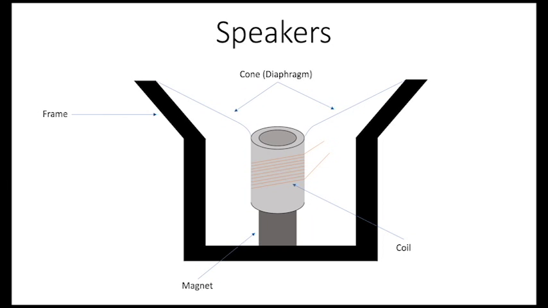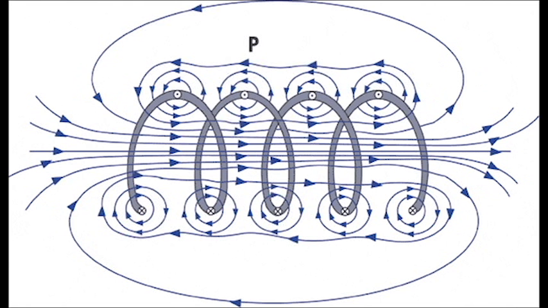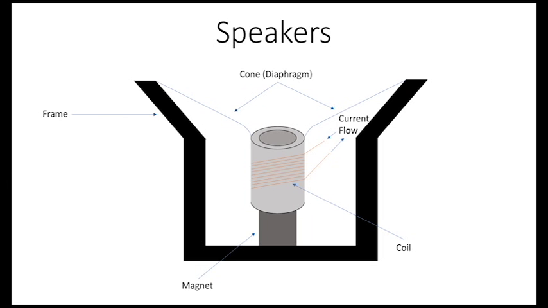As current flows through the coil of wire, a magnetic field is induced. A visualization of this magnetic field can be seen in this figure. Therefore, as the current flows in and out of this coil, the magnetic field that is created will attract and repel the magnet below, causing the coil assembly to oscillate. As the coil assembly oscillates, it will vibrate the diaphragm. The diaphragm is constructed in such a way that these vibrations can be heard as sound.